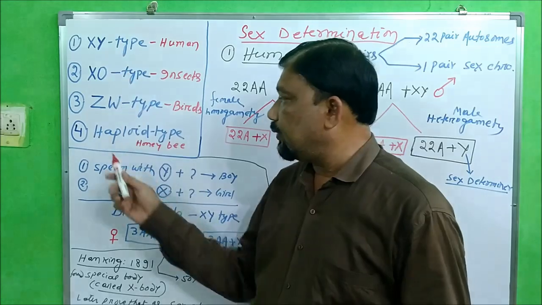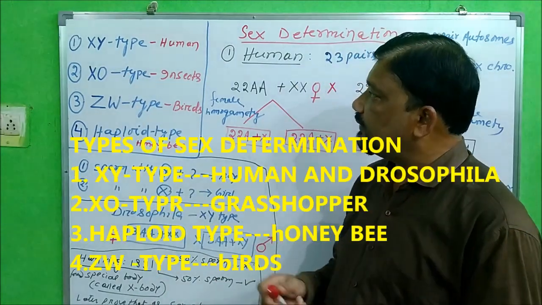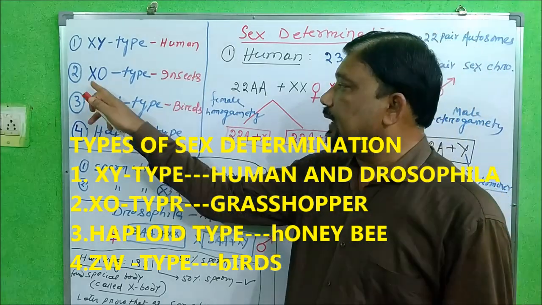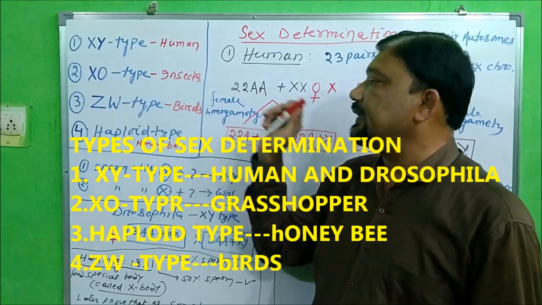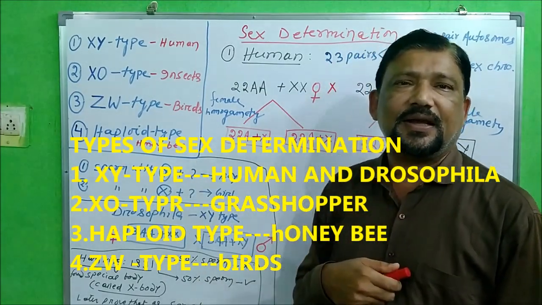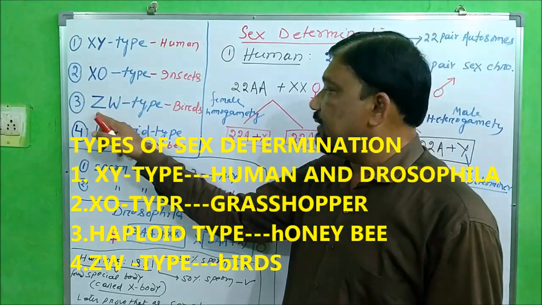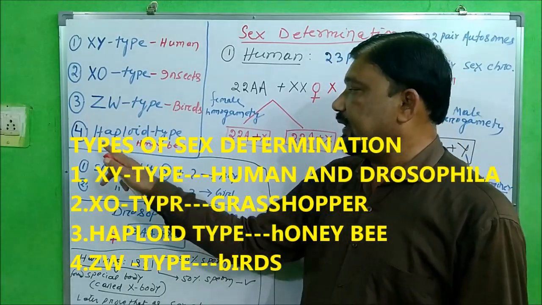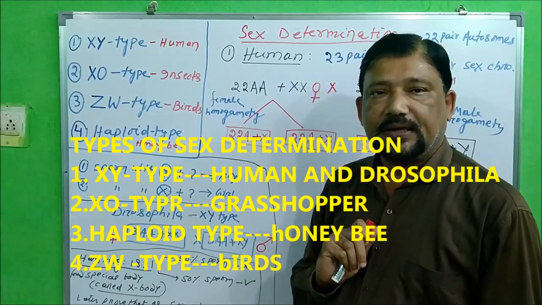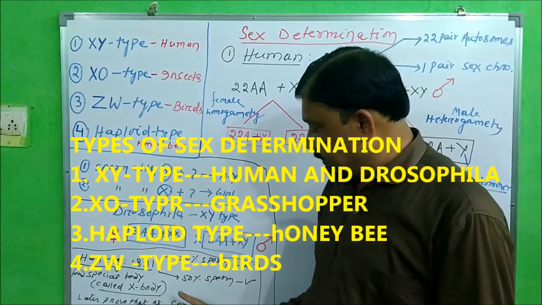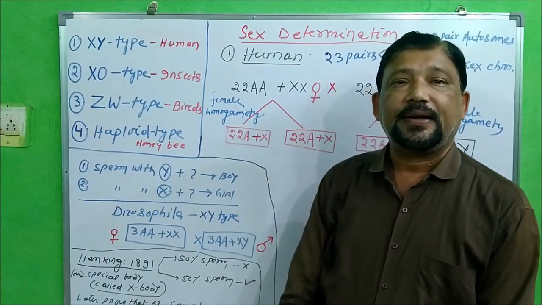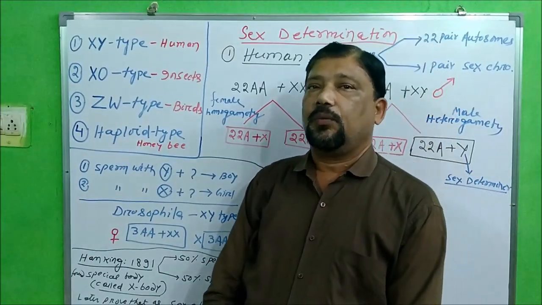Generally, we have four types of sex determination. Number one is XY type in the case of human beings. Second is X0 type in insects. And in some other insects, some other type of sex determination is there, that also we will see here. In birds, it is ZW type. And in another type of insect, the honeybee, you will get haploid type of sex determination. And in Drosophila, you will get sex determination similar to the human type. Okay, so let's see one by one.